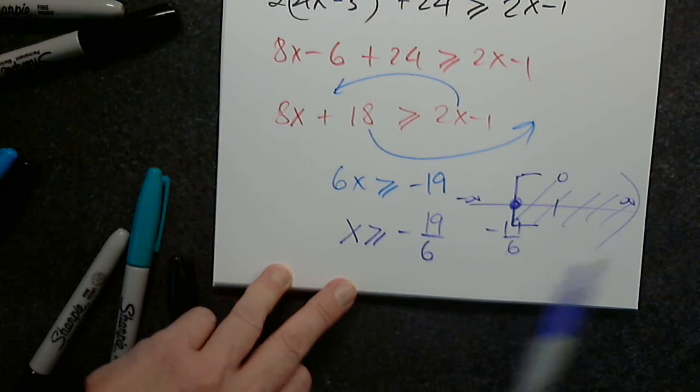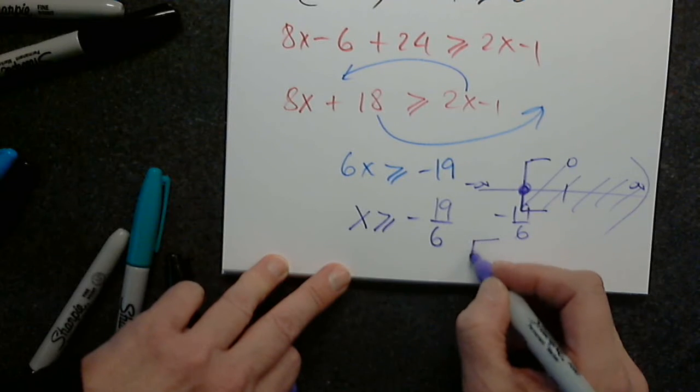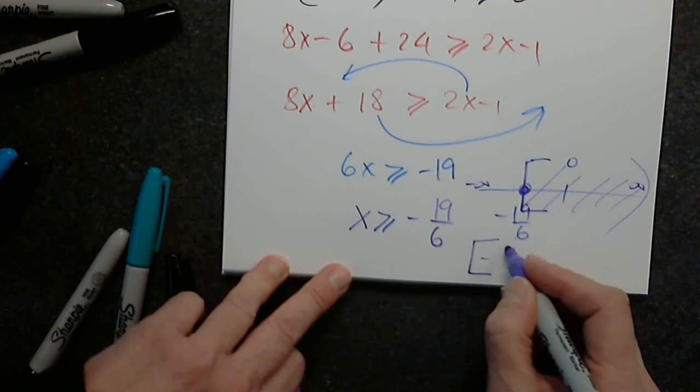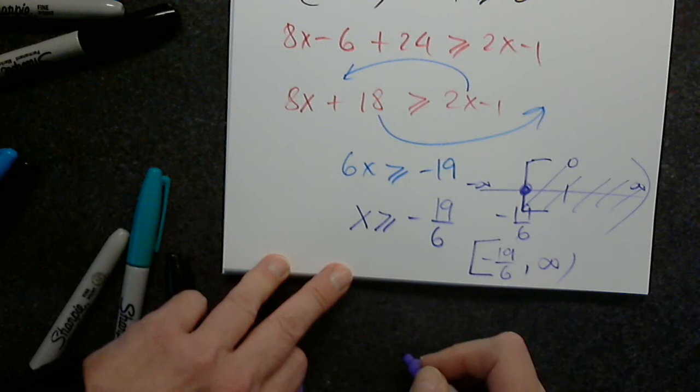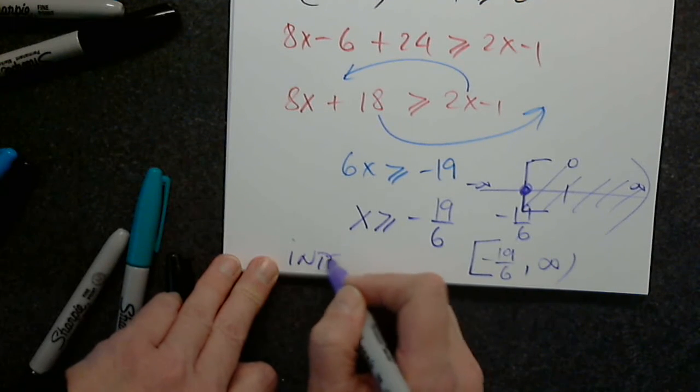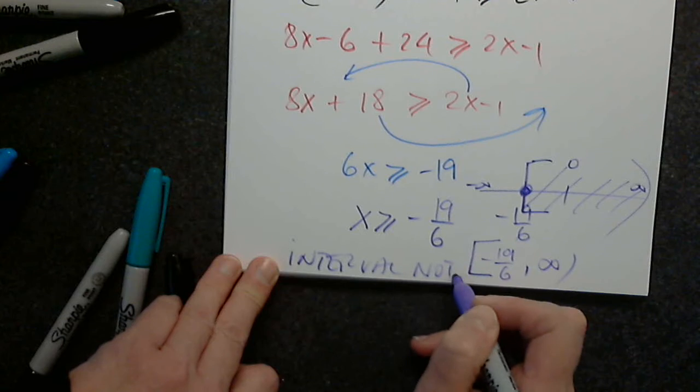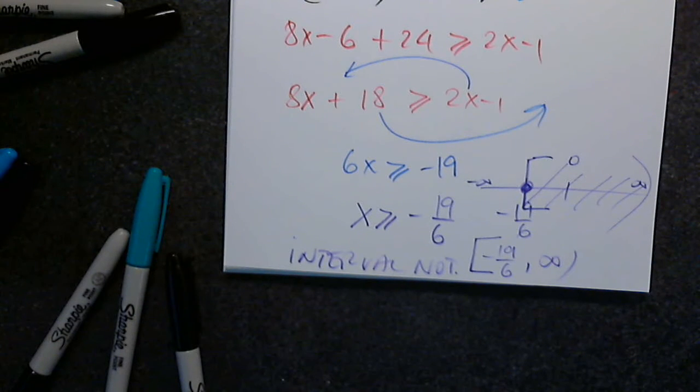So negative 19/6 to the right. In interval notation, exactly what you see: negative 19/6, comma, infinity. And this is the interval notation. Yes? It's a closed circle because it's greater than or equal to. Exactly. A bracket for greater than or equal to.